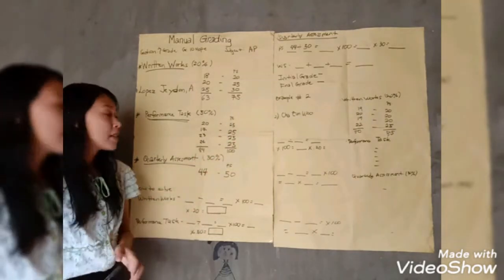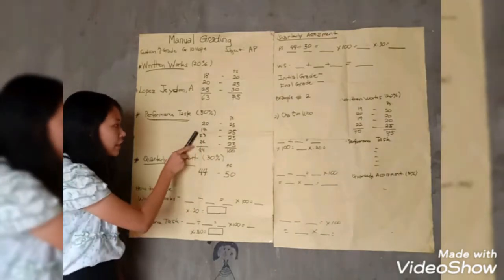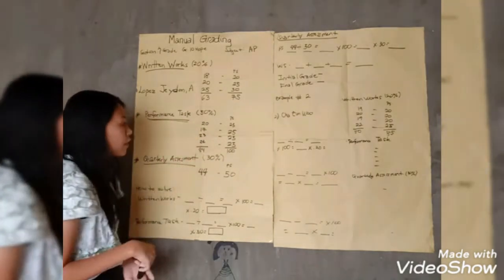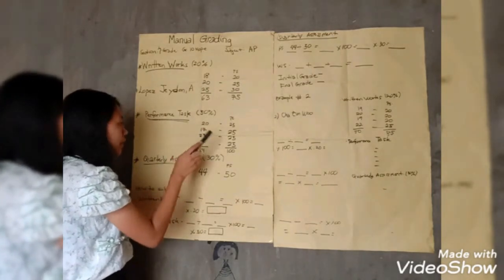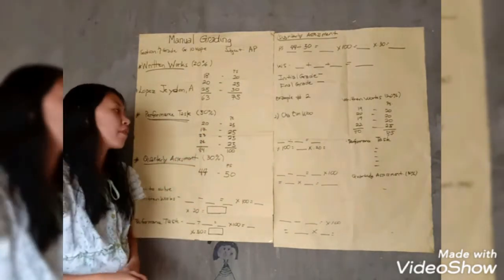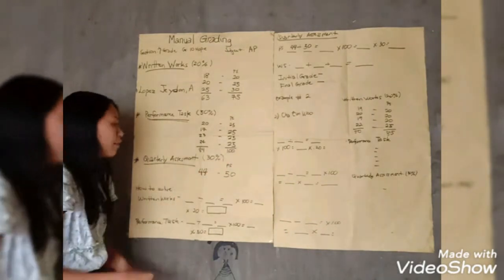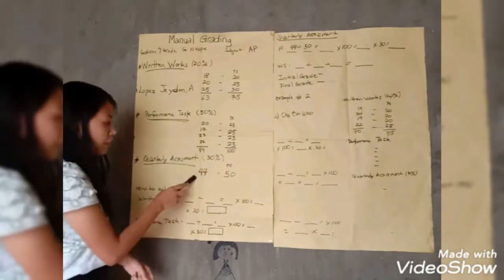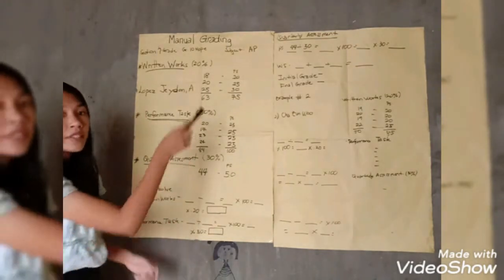And for the performance test, in the first performance test, he got 20, second, 17, third, 23, fourth, 24. So 20 plus 17 plus 23 plus 24 equals 84. So you get 84 out of 100. And for the quarterly assessment, we got 44 out of 50. So we will solve first the written works.